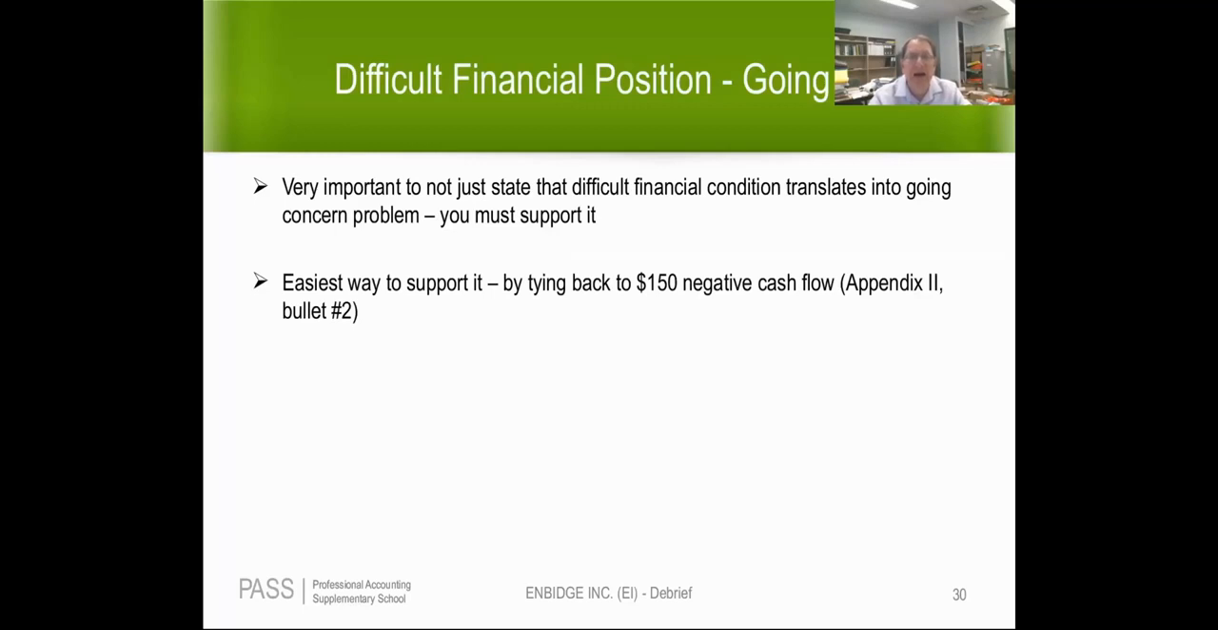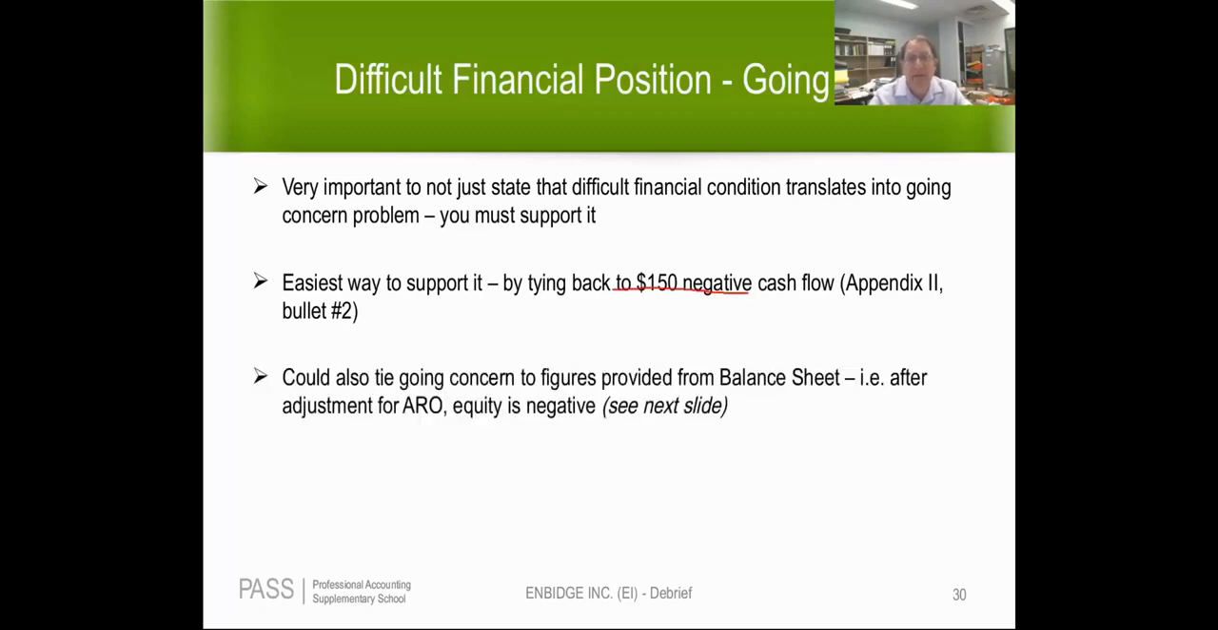The 150 negative cash flow, okay, that's a huge number. You got 750 million you're going to have to pay because you're decommissioning these 5 plants. That's kind of a lot of money. Okay. The balance sheet. You know what this is going to do to your equity? Make it negative. You're going to make it negative.